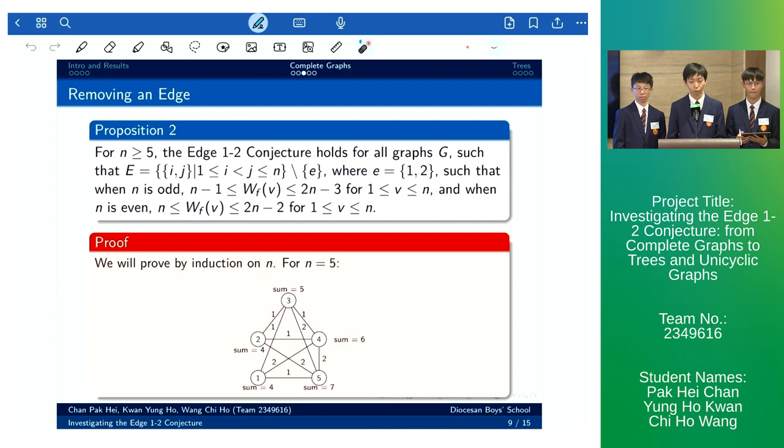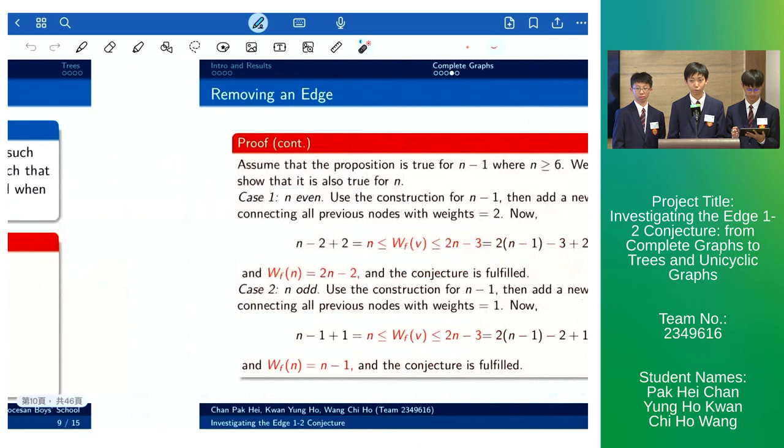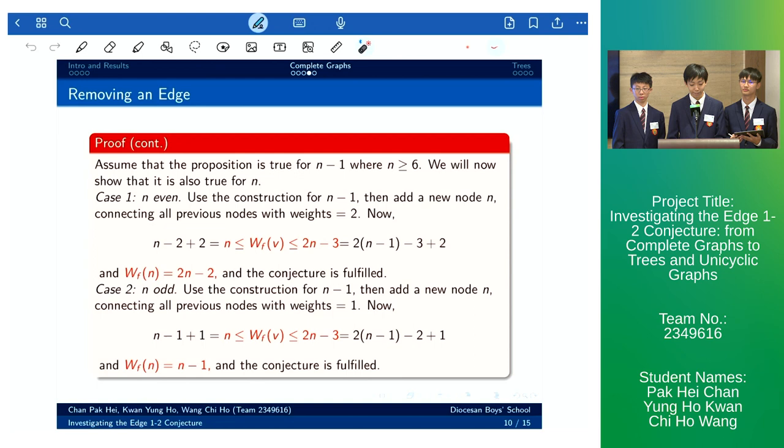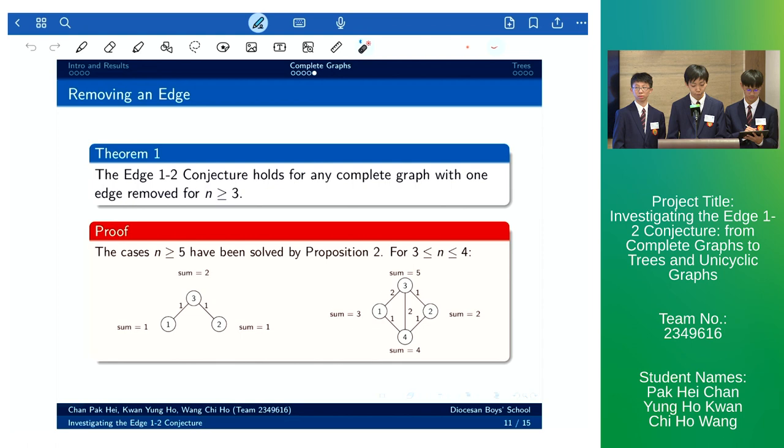When n is greater than 5, we will use induction. When the number of nodes is even, consider the construction for n-1 and add the nth vertex, connecting all other vertices with weight 2 edges. When n is odd, we can do a similar procedure, except we connect all other vertices with weight 1 edges. Hence, the proposition is true. Solving n is 3 and n is 4 by construction, we have proved theorem 1 entirely.